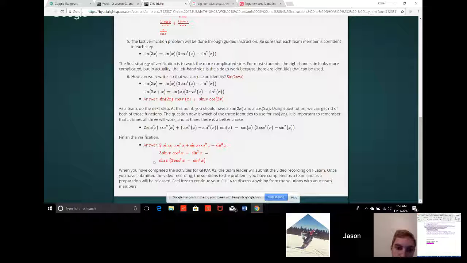Yes, because they have 2 sine x cosine squared x plus 1 sine x cosine squared x, which will just give you 3 sine x cosine squared x. And then they took a sine x out of it, which would give you sine x, and then 3 cosine squared x minus cosine squared x, which is what they have on the right side of the equation the whole time. Yep.